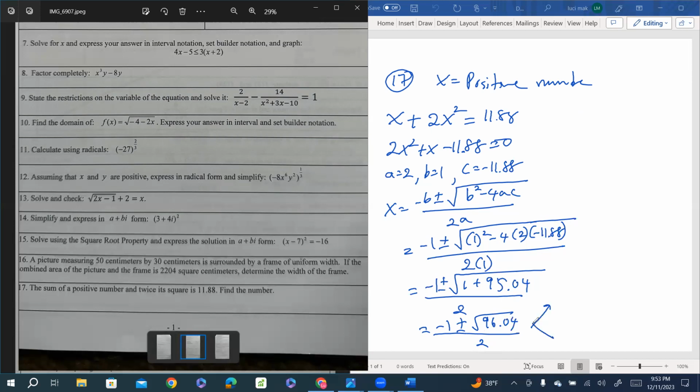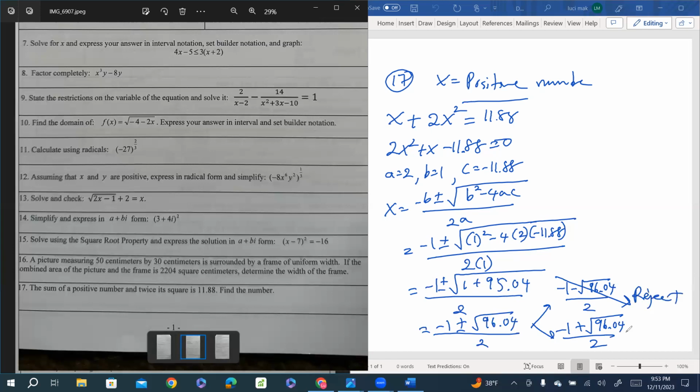So we have two answers. One is negative 1 minus the square root of 96.04 over 2. The other one is negative 1 plus the square root of 96.04 over 2. Now we know negative minus a negative is a negative, so this is going to be a negative. But they said it's a positive number, so this can be rejected.